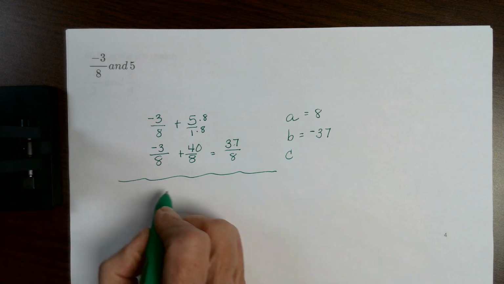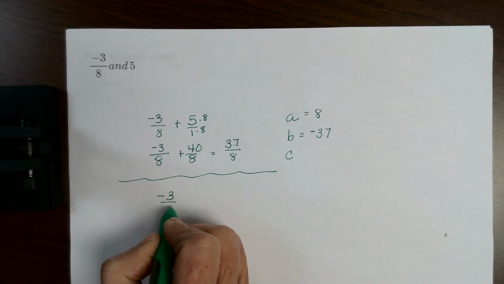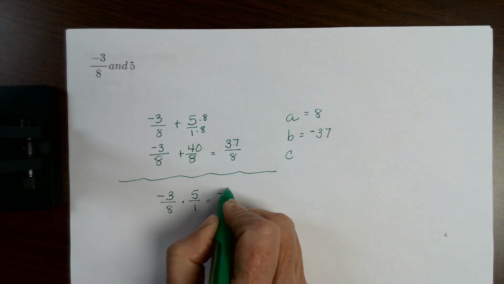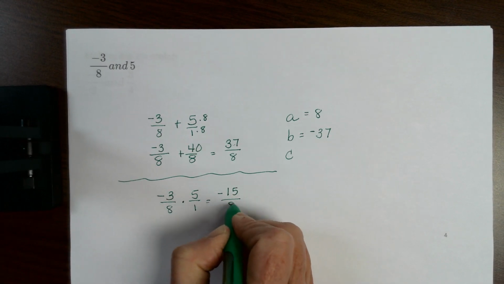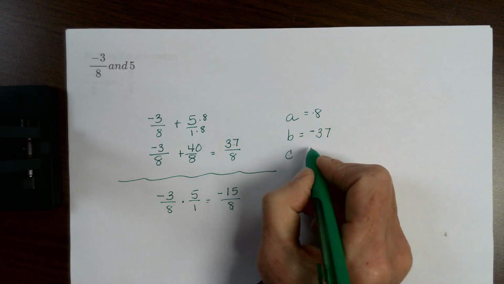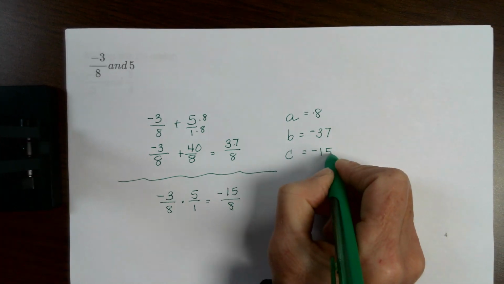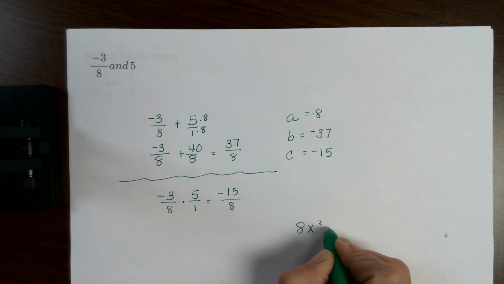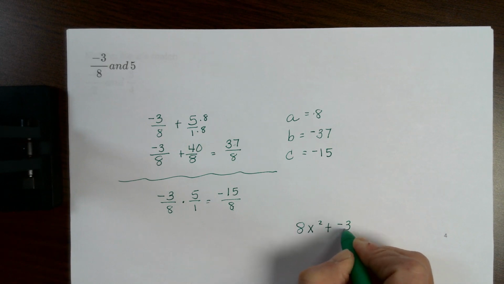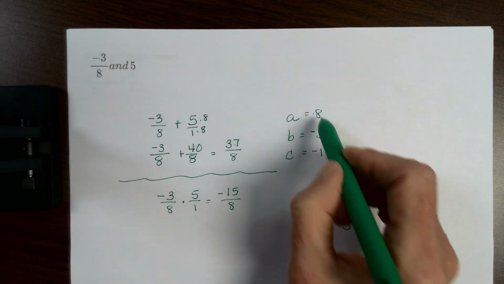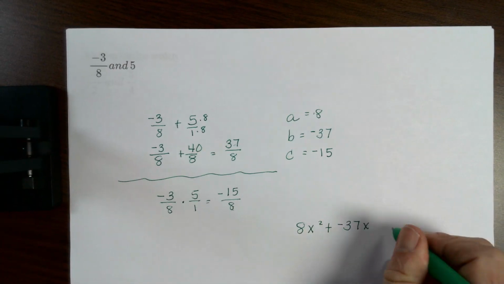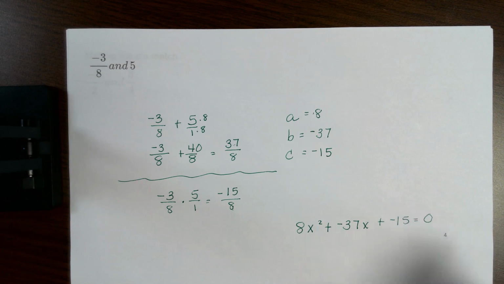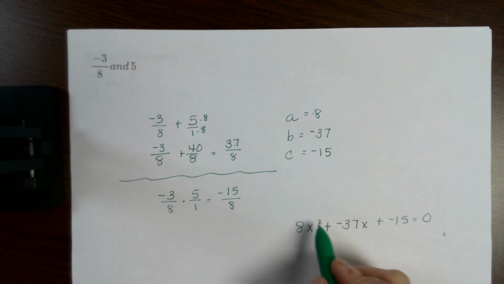Then, to find the c, I've got to multiply these two things together. So it's going to give me negative 15 over 8. The a's match, so c is negative 15. So my equation is 8x squared plus negative 37x. Remember, I'm putting those in here, plus a negative 15 equals, and like I said, you can have it equal to 0 or you can have it equal to y.